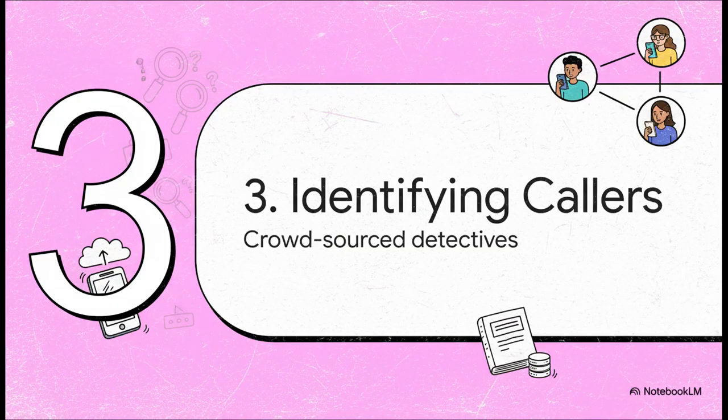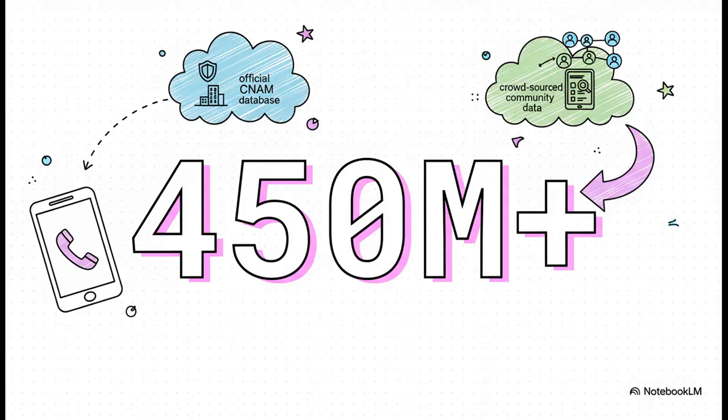Okay, so that's how businesses push their names out. But what about the other side of the coin? How does your phone identify a number that isn't in an official CNAM database? Like a call from a freelance photographer or your friend's new cell number. Well, this is where the crowdsourced detectives take over. And the scale of this is, well, it's just massive. Apps like Truecaller have built a global community of over 450 million people. Every single one of those users is helping to build a more accurate, up-to-the-minute phone directory than any official database could ever hope to be.